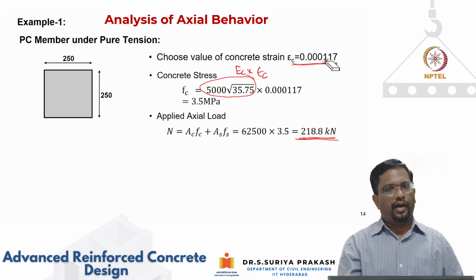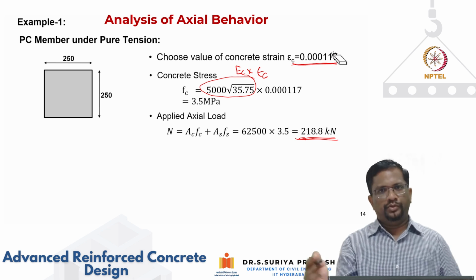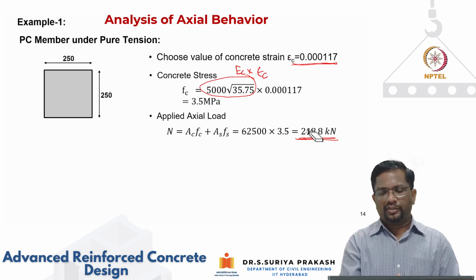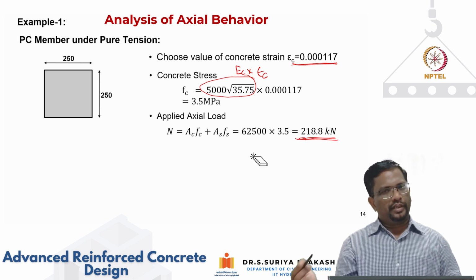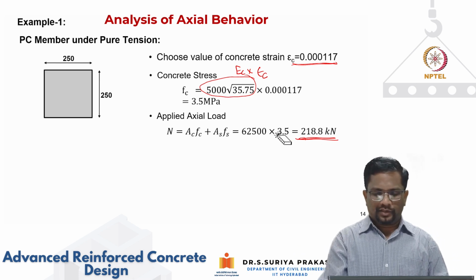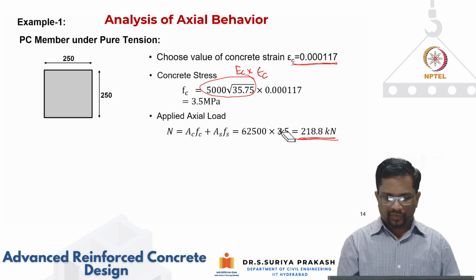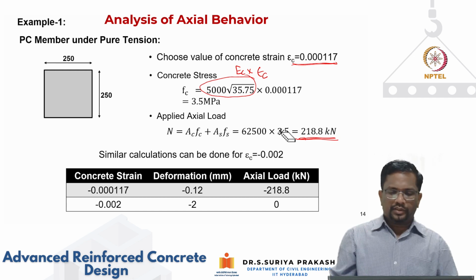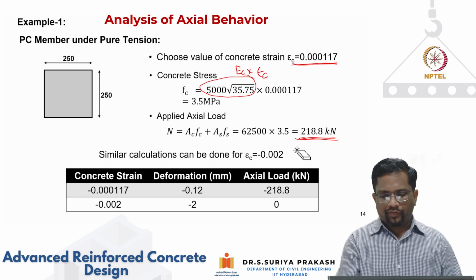Now, for any strain value lesser than that, it is going to follow elastic behavior. So let's say I take half of the strain, epsilon c is now 0.000117 divided by 2. If I take 50% of this, the load resistance will be, because the elastic modulus is not going to change, the stress value is going to be 3.5 divided by 2. So the load resistance is also going to be half. Like this, we can also do the calculations for other strains.